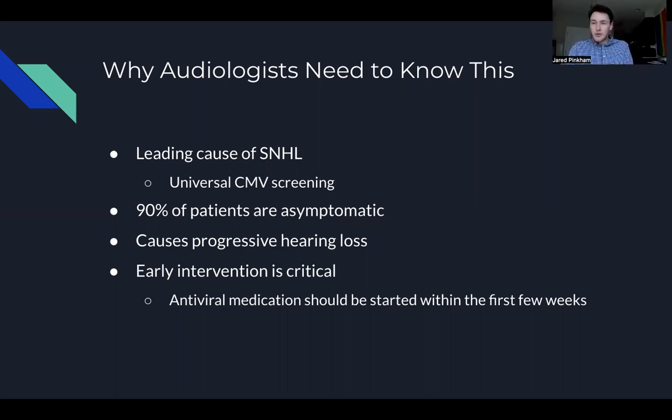And these last 2 points kind of go hand in hand. So it's a progressive hearing loss. So as we saw in that first case study, over 2 years, that hearing dropped drastically. So early intervention is critical. In that second case, we saw that antiviral medication started after 2 weeks. And so getting that started pretty quickly is extremely important because this is an extremely critical time for language development. And so we want to make sure whatever language they are using, they have full access to.